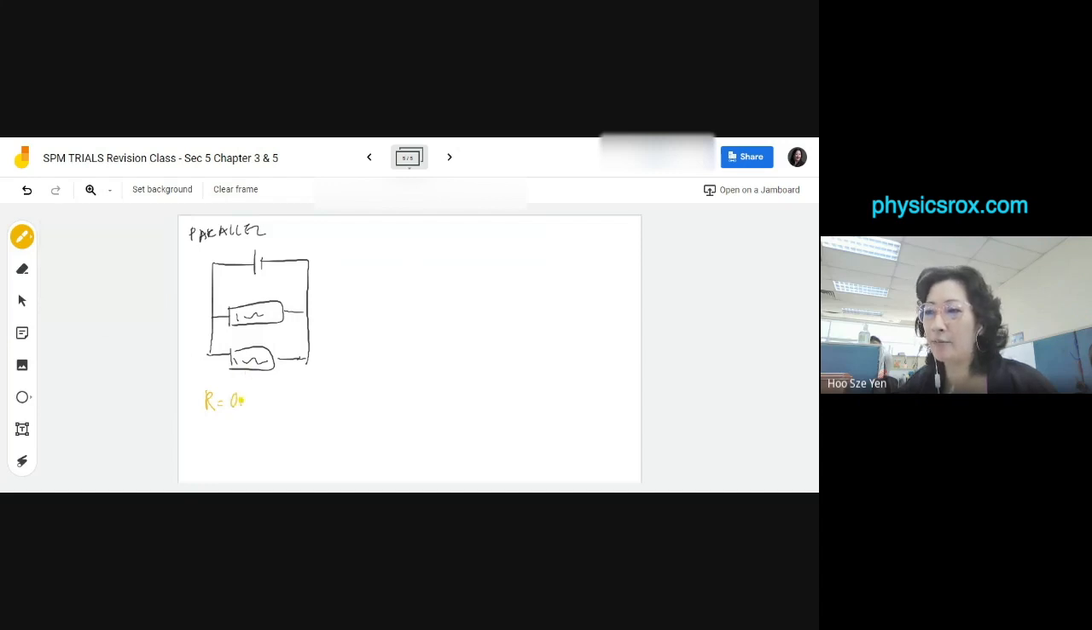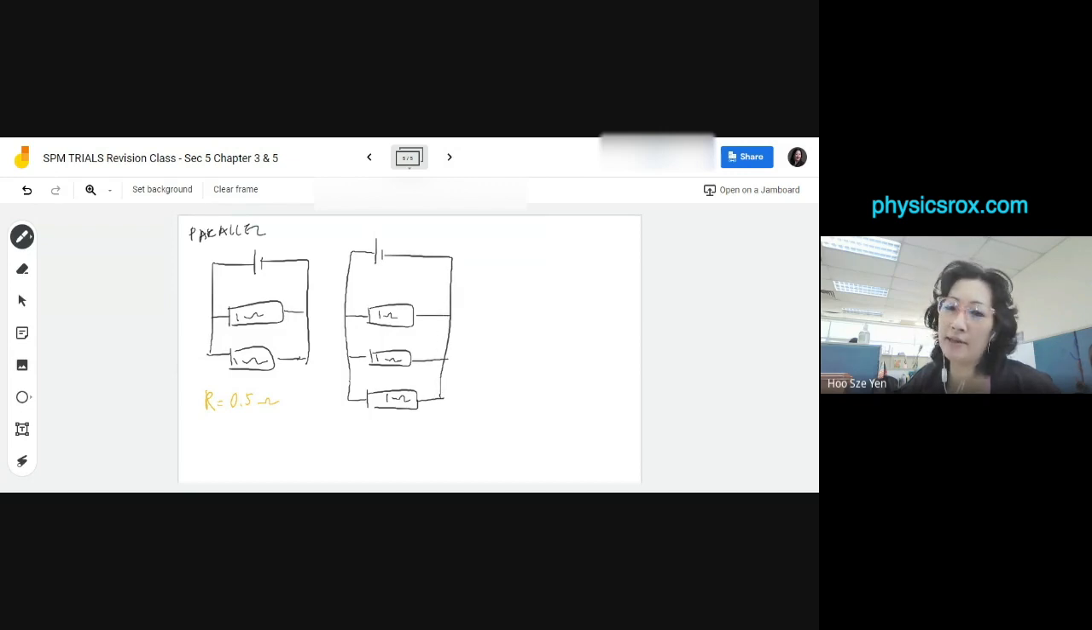Thank you. 0.5 ohm. Clear or not? Why? If I have this LED, and now I add another extra resistor in parallel, how much is the total resistance? Yes, so the more resistors you add, the lower the total resistance. That's how parallel sections work.